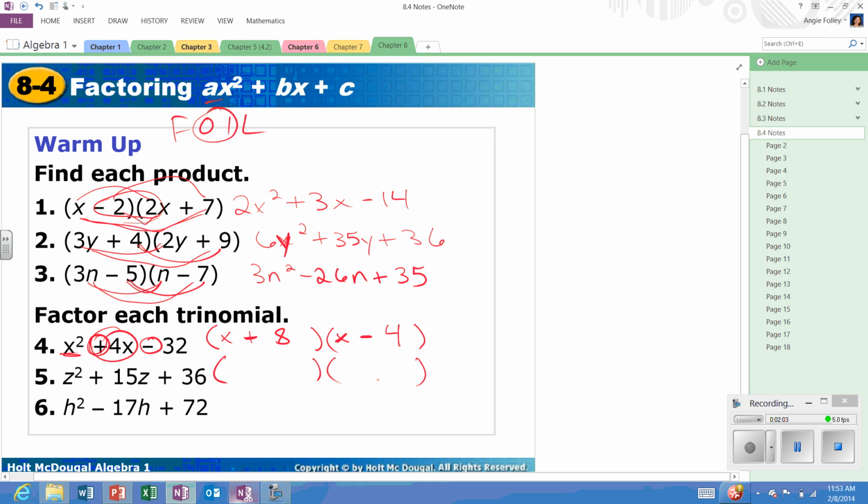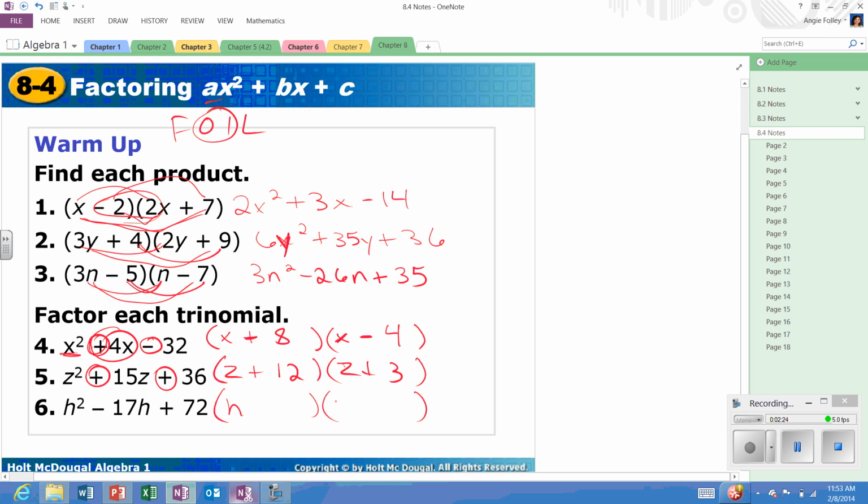Okay, for this next one, I have a z and a z. And then I know that I'm going to have the same sign, and it's going to be positive. So what multiplies to give me 36 and adds to give me 15? The only pair that works is 12 and 3, because 12 times 3 is 36, and 12 plus 3 is 15.